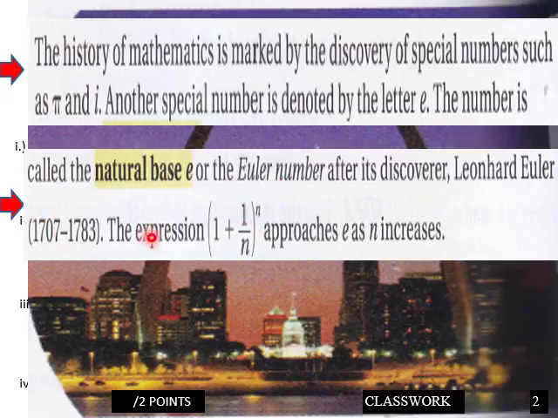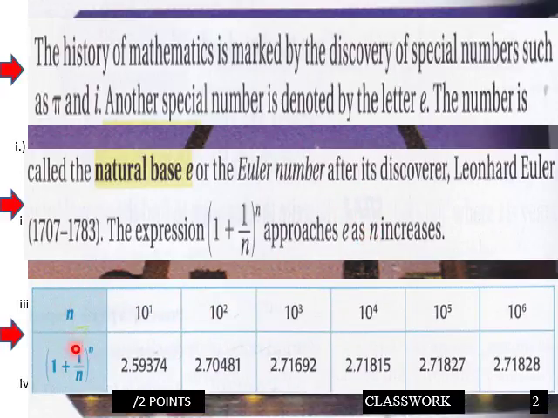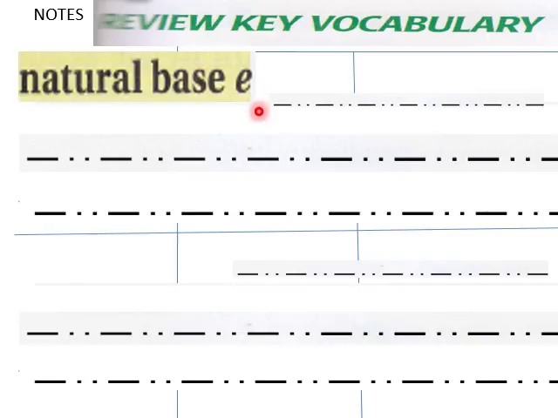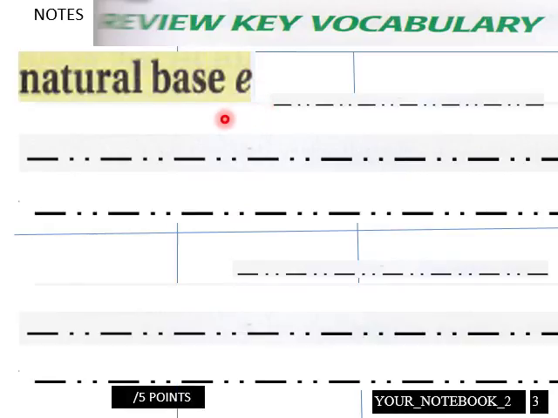And here it is. The expression 1 plus 1 over n to the nth power approaches e as n increases. Here is a table that shows how it increases. When n equals 10 to the 6, it gets closer and closer to e. Okay, students, here's your chance to identify natural base e in your own words.